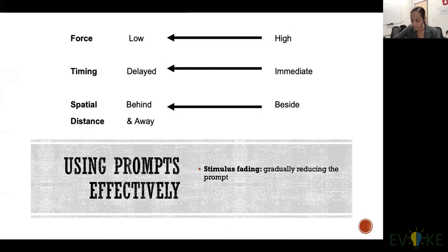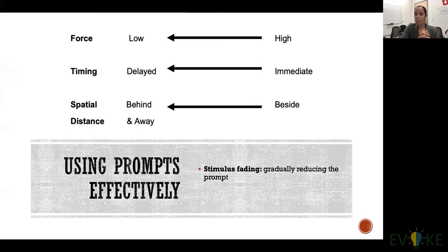One example that I can think of, and usually verbal prompts are the hardest to fade, but one way that could potentially be done within force would be providing the prompt, as I mentioned earlier, what color is this? Red. And then what color is this? And then what color is this? And so you're fading the verbal prompt in that sense, and therefore fading the force of the prompt.